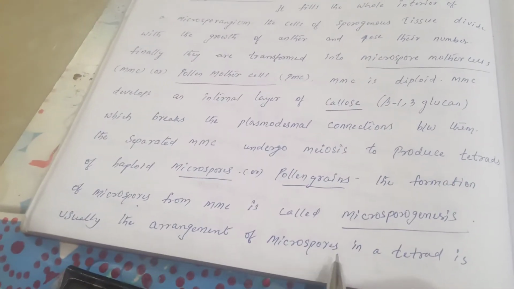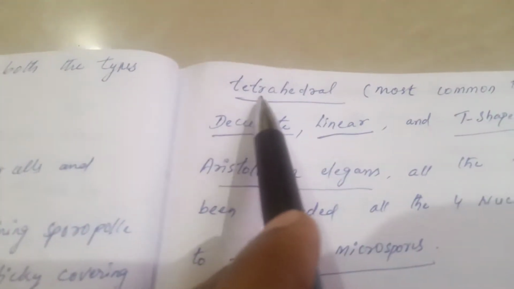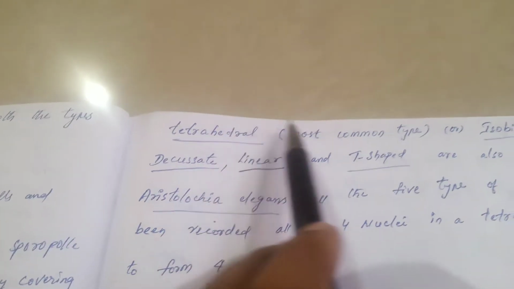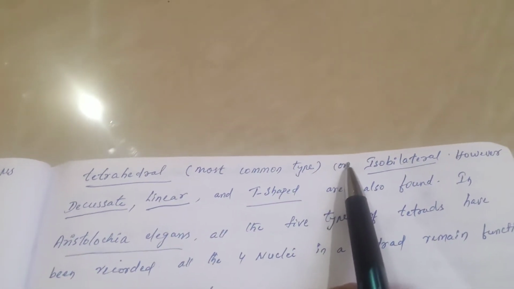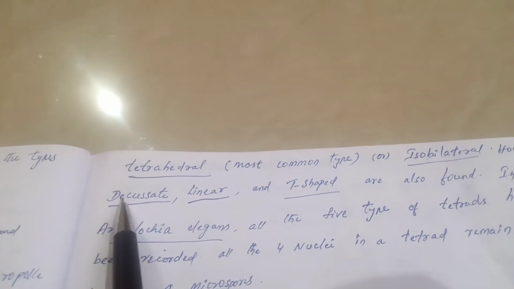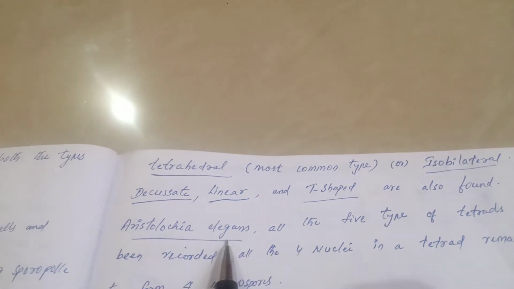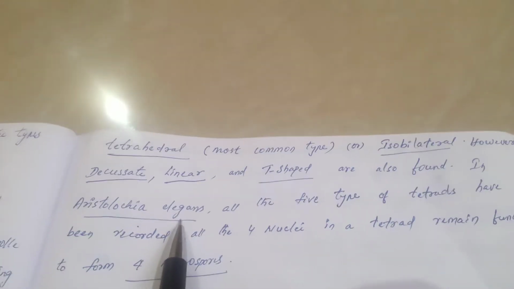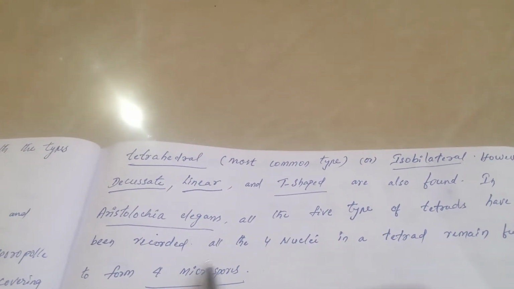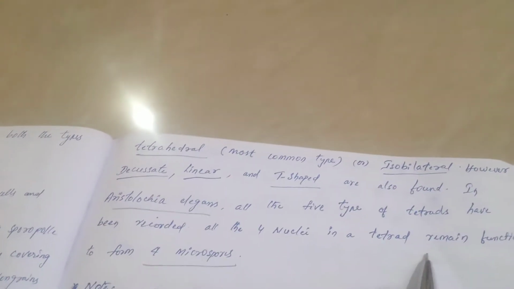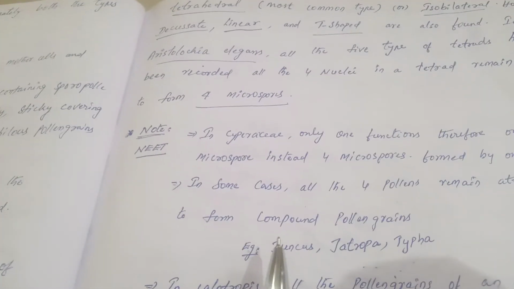Usually, the arrangement of microspores in a tetrad is tetrahedral. It is the most common type of microspore tetrad in angiosperms. And some other shapes are isobilateral, decussate, linear, and T-shaped. In Aristolochia elegans, which is one of the angiospermic species, all the 5 types of tetrads have been recorded. And all the 4 nuclei in a tetrad remain functional to form 4 microspores.